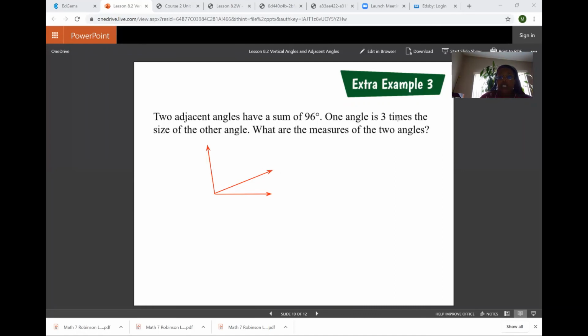So one angle is 3 times the size of the other angle. So again, one angle is going to be x. And the other one's going to be 3x.